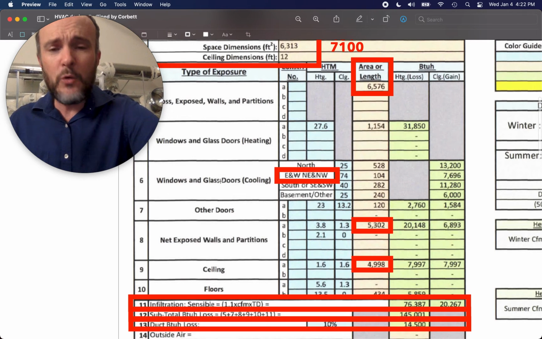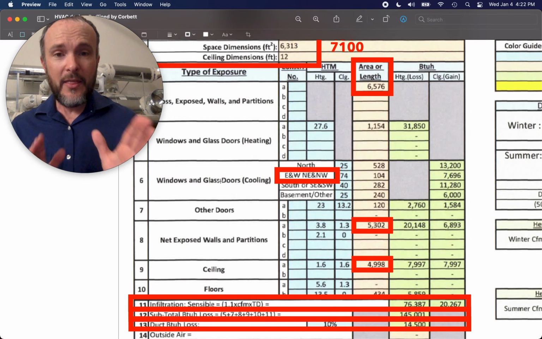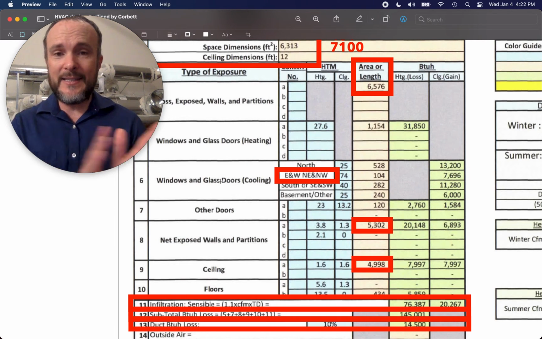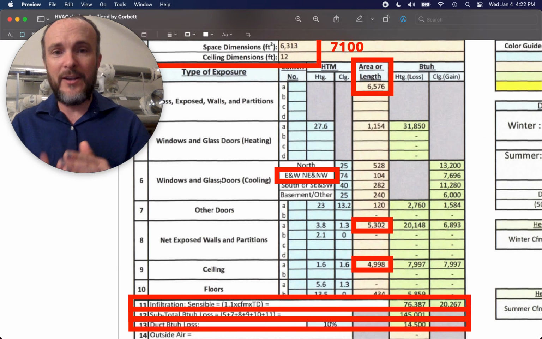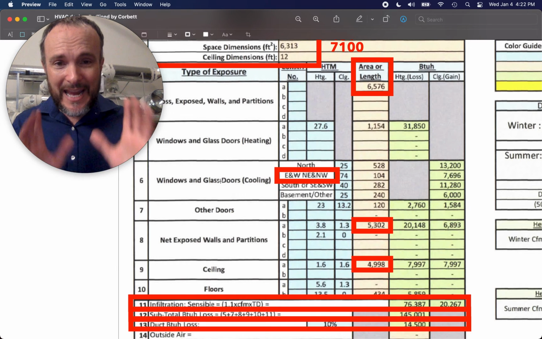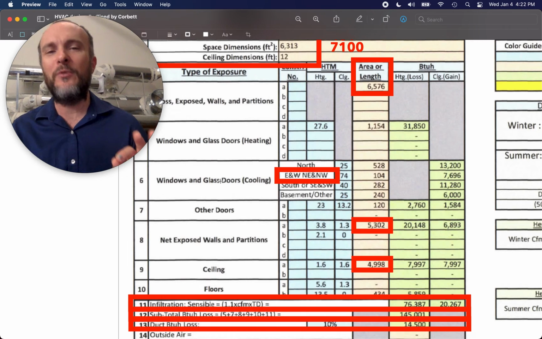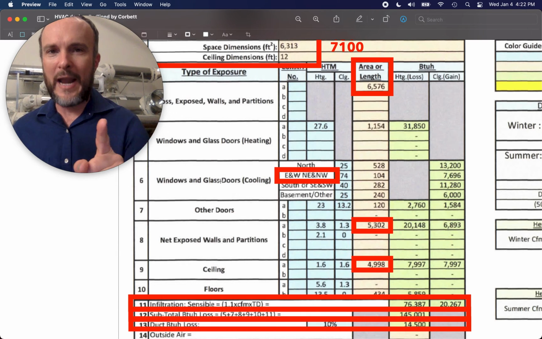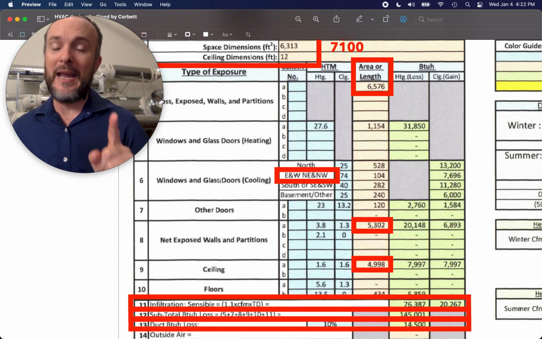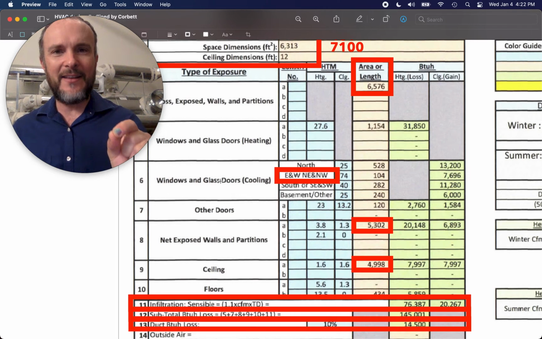Also, for windows and glass doors, they have grouped east and west windows and northeast and northwest windows into one category. And I think that's totally insane because you have to remember that Manual J is about one hour, if you look at it a certain way. It's about the hottest day of the year at 5 o'clock in the afternoon.